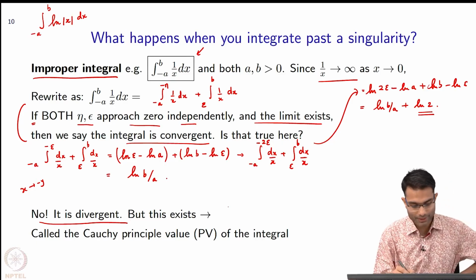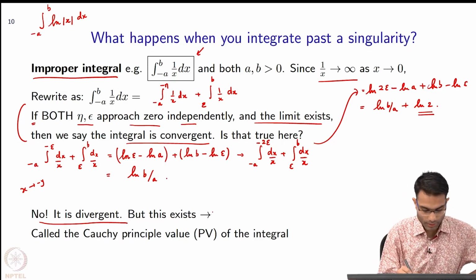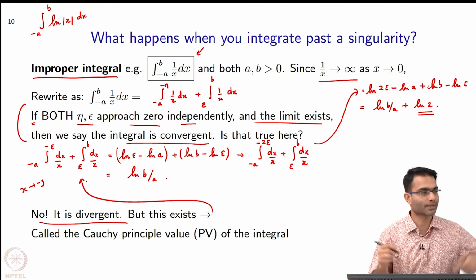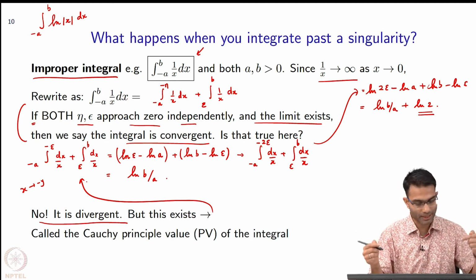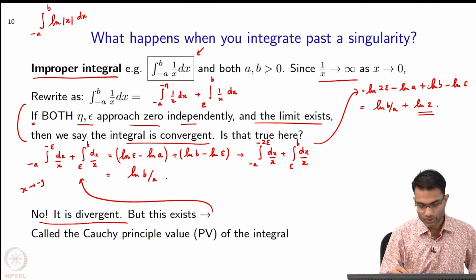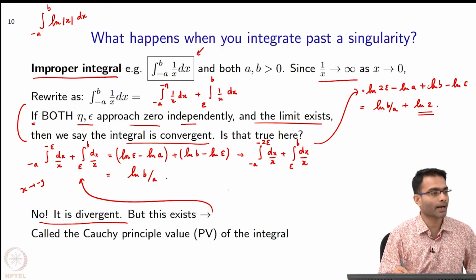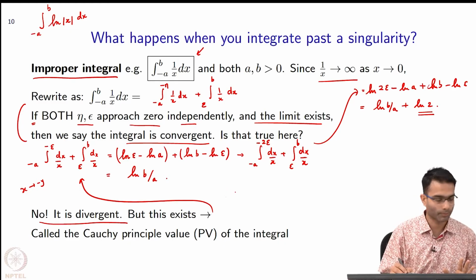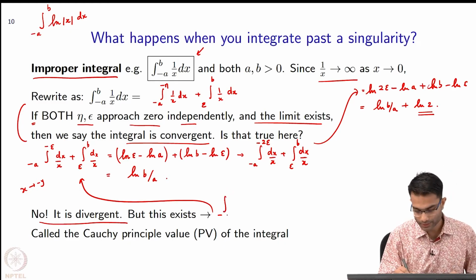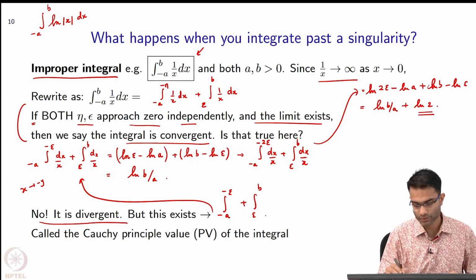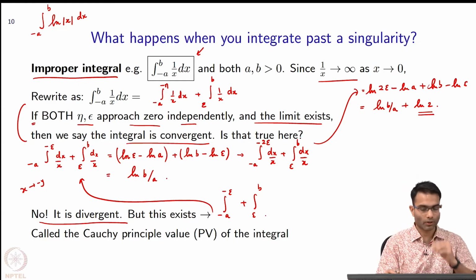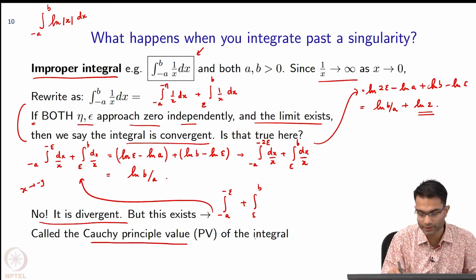But what existed was this term, when they approach not independently, but at the same rate. When they approach at the same rate, the limit exists and does not blow up. So, when it is of this form, minus a to minus epsilon plus epsilon to b, and this exists, this is called the Cauchy principal value of the integral.